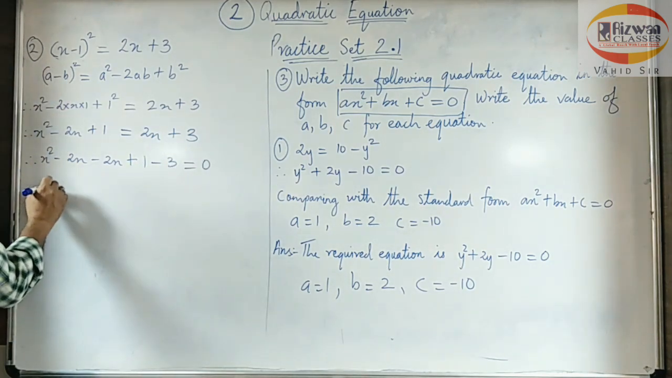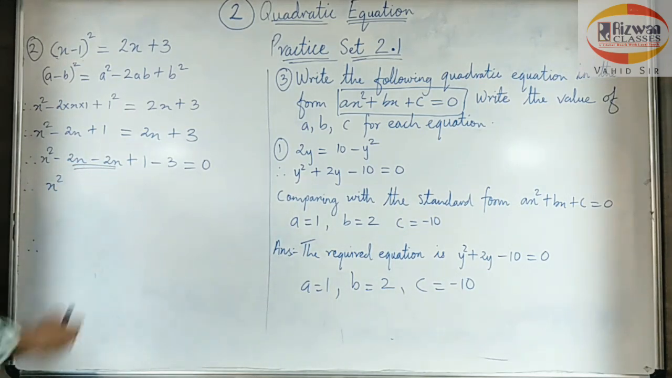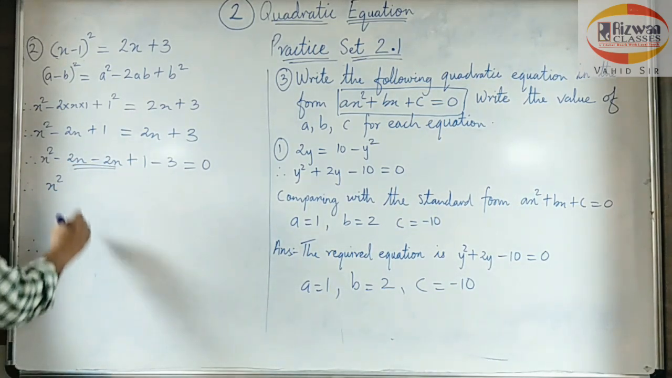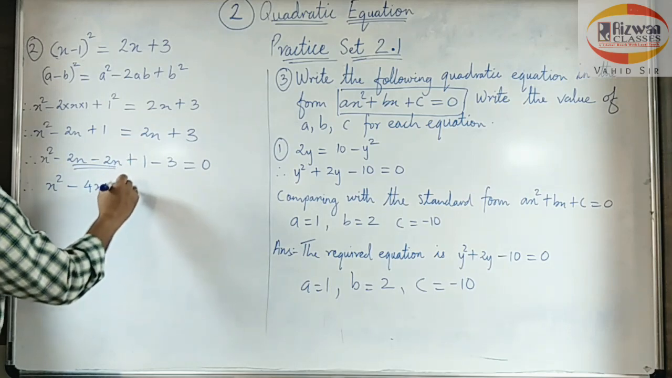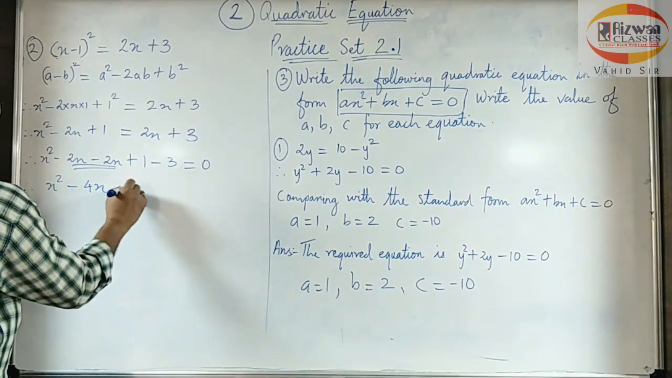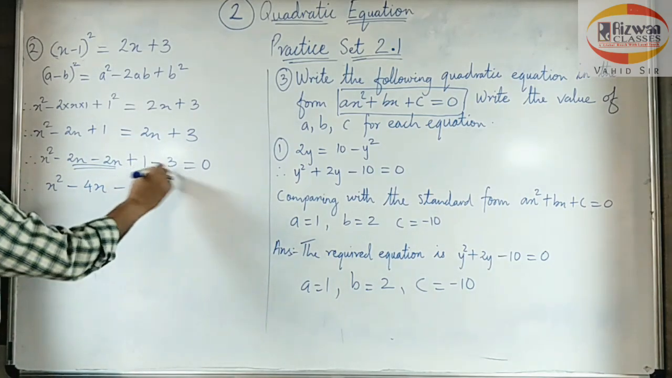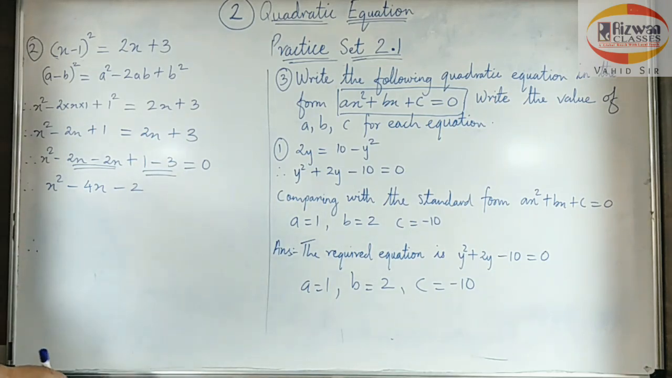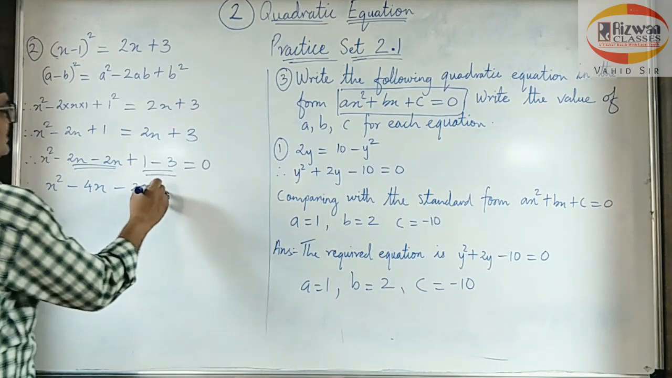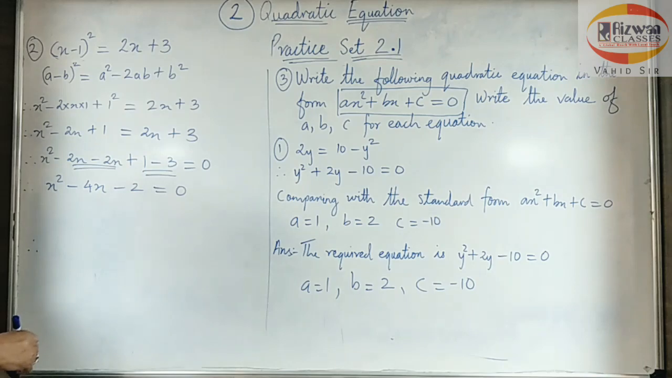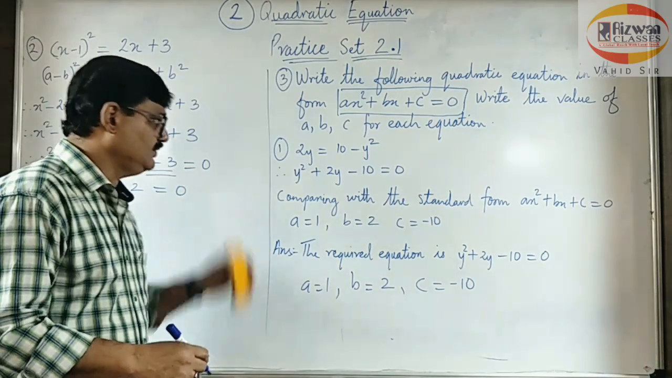So here in this case there is x square, and these are the like terms. So minus 2x and minus 2x will become what? Minus 4x. And you will be having what? 1 minus 3 will be what? Minus 2. We have one number plus and one number minus. You have to subtract it and write the sign of the bigger number. And this is how you have to write it, equal to 0. So this is how I get it into the standard form.